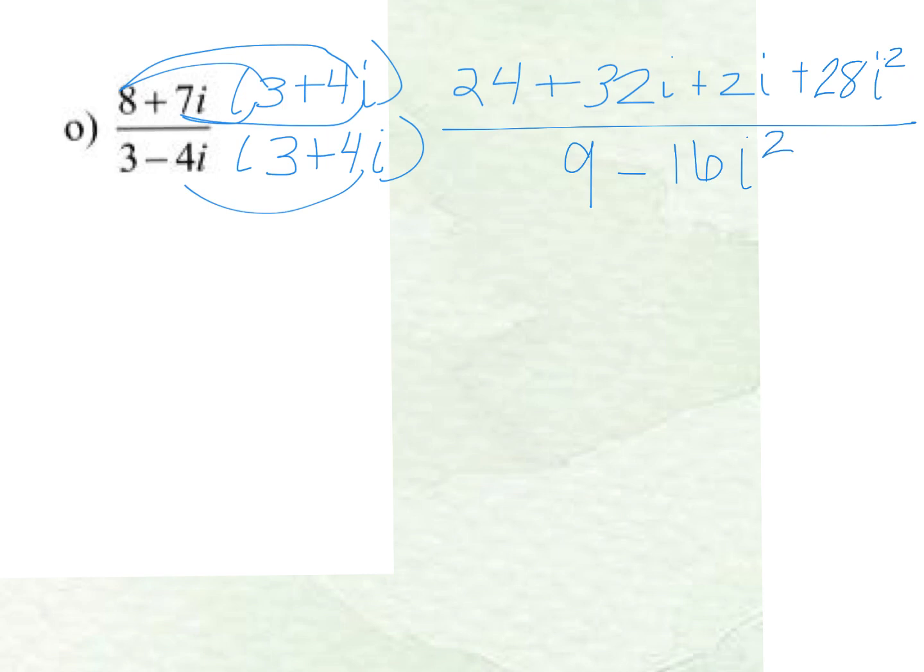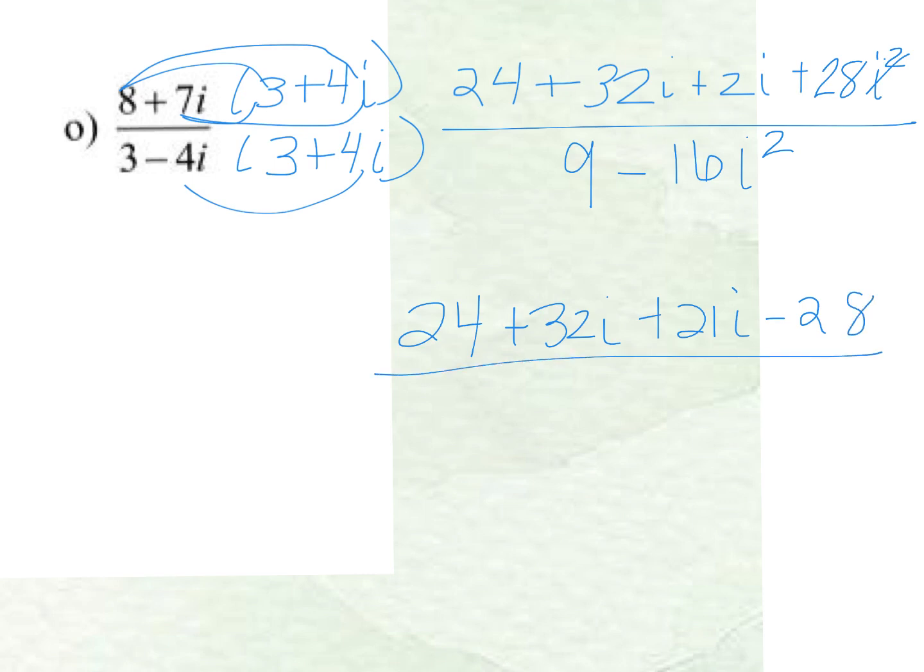Alright, so we can go back in to the top and deal with this i squared. So we're going to turn that i squared into negative 1. So I'm just going to rewrite 24 plus 32i plus 21i, and we're going to turn that into negative 28. And to clean up the bottom, we need to get rid of that i squared by turning that into negative 1. So that turns into 9 plus 16, which is 25.